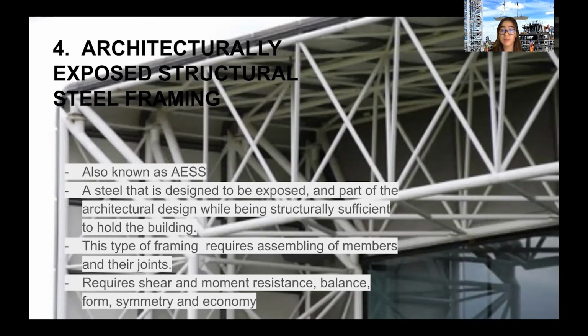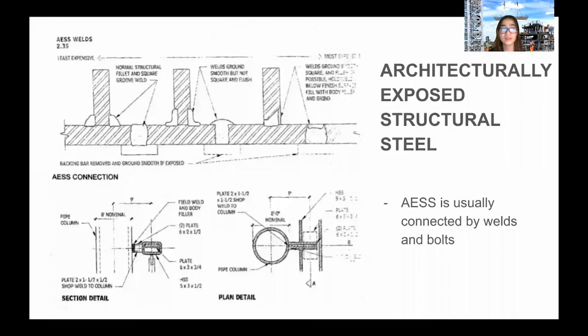This type of framing requires assembling of members and their joints. It also requires shear and moment resistance, balance, form, symmetry, and economy because it needs to be strong and it is also expensive to construct. AESS is usually connected by welds and bolts, as you can see in the first image and in the second image.